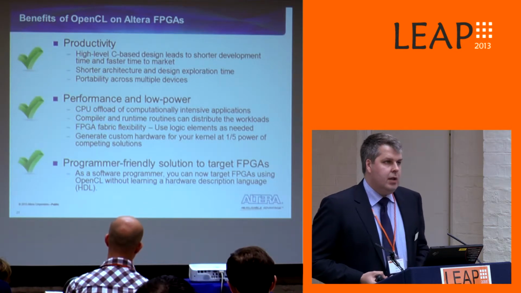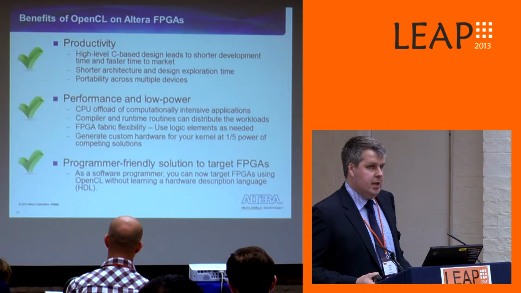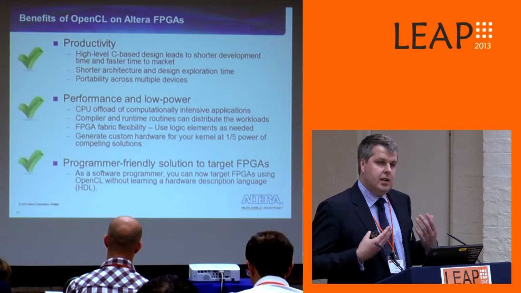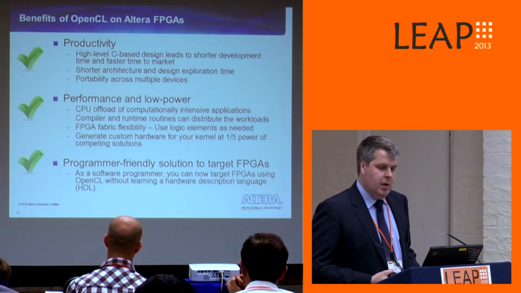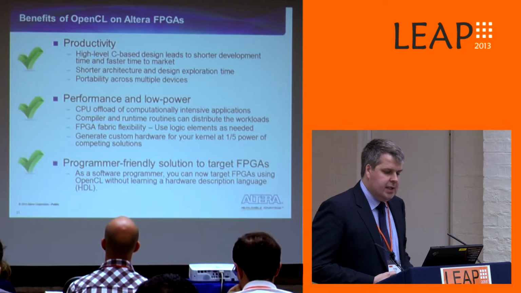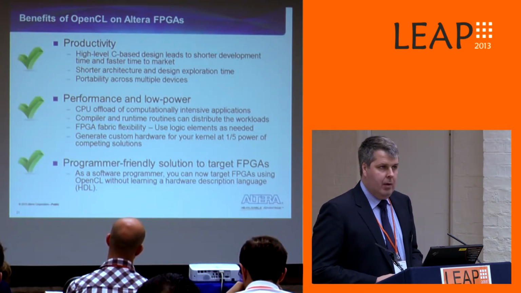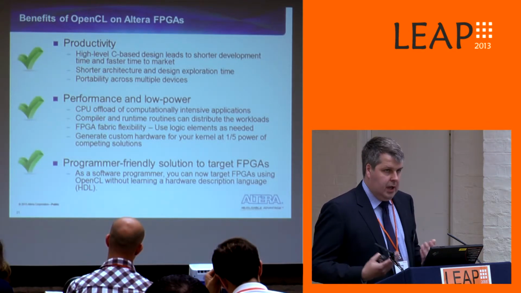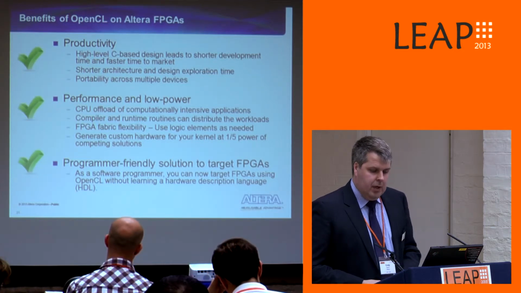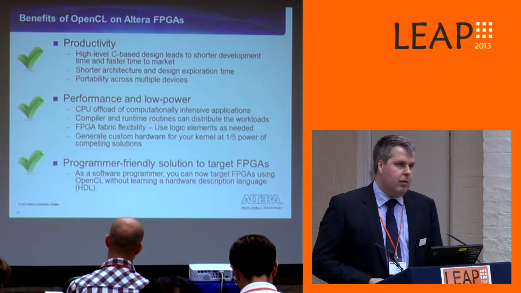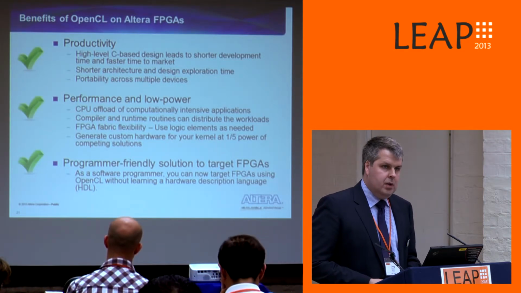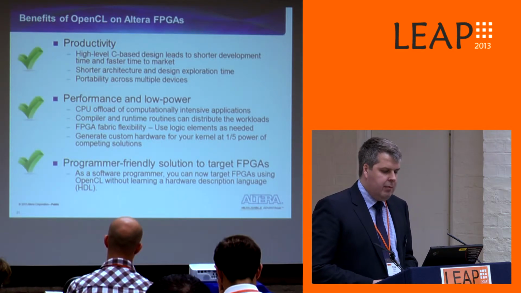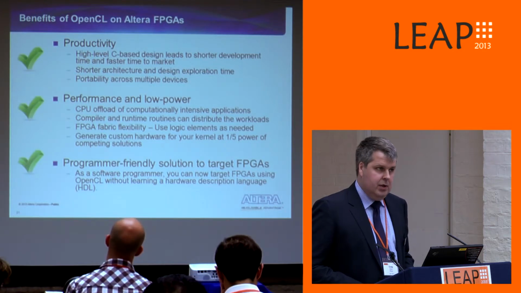So in your architectural definition stage of a particular system, you can decide, I can either use an FPGA for this or I can use a GPU for this, and actually go through and look to see which is the most optimal solution. We see significant benefits in terms of performance and low power for an FPGA in these solutions compared with things like a CPU or a desktop-class GPU. We're talking typically somewhere in the region of 1/5 the power of comparable solutions in those spaces. And last but not least, this is a very programmer-friendly solution for designing FPGAs.